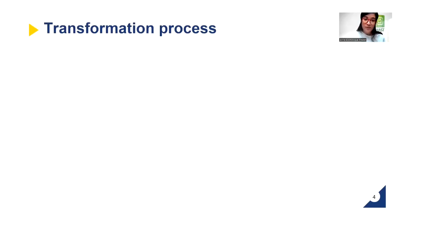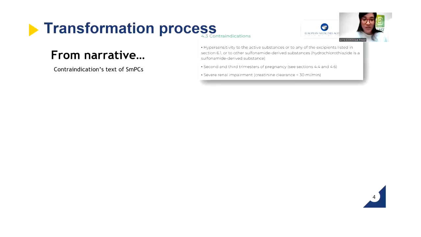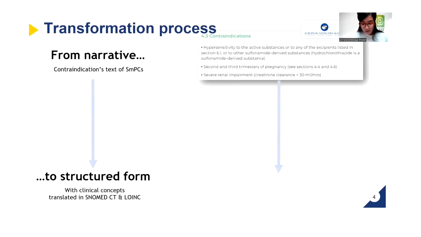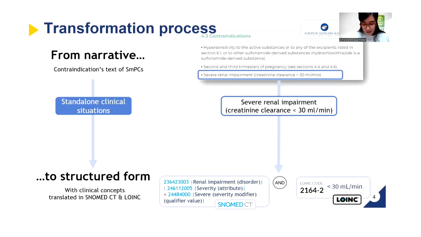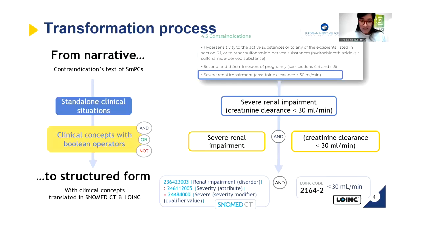This slide describes the transformation process from the narrative of the summary of product characteristics into a structured form with clinical concepts coded in SNOMED and LOINC. It was a three-layered process. First, the text was cut into standalone clinical situations. Then within each situation, clinical concepts were isolated and logically linked using Boolean operators. And finally, the structured data was enriched with the clinical concepts coded in SNOMED and LOINC.